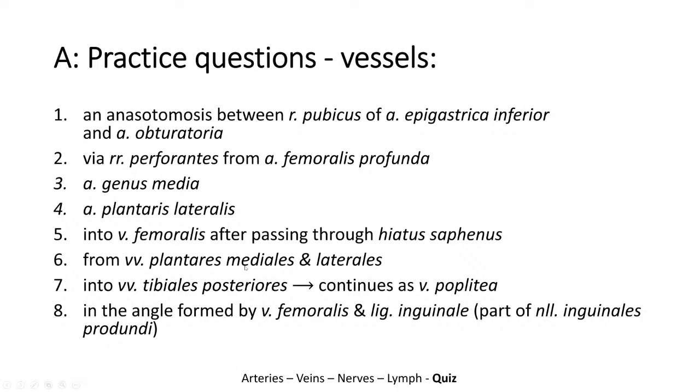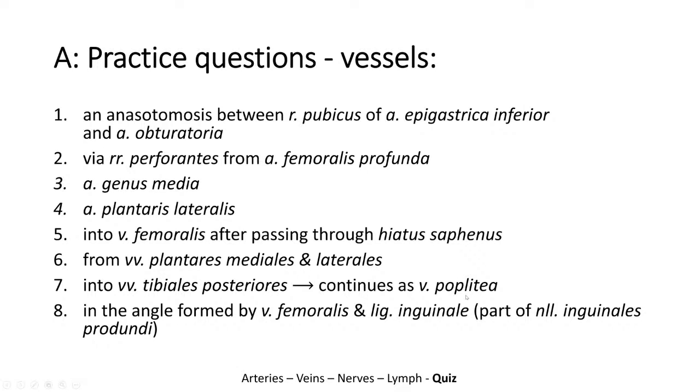So again, it's just like with the arteries. We have arteria tibialis posterior. It will divide into its terminal branches, which are arteria plantaris medialis and arteria plantaris lateralis. So for the veins, it's the same thing. Where do the fibular veins drain to? They will drain also into the posterior tibial veins, which will continue as the popliteal vein.